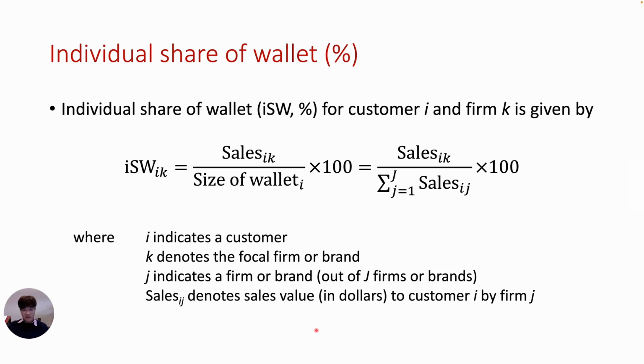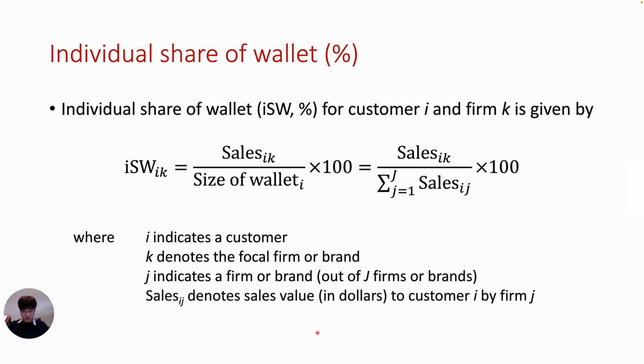Let's look at the equation again. It looks very similar to market share because the numerator is the total sales of a specific firm and the denominator seems the total sales of all firms. So sometimes we need a good summary of those different numbers across different individuals by each of the firms.